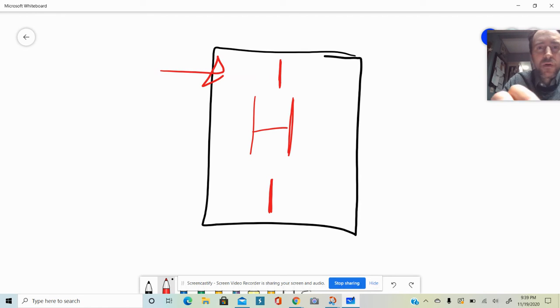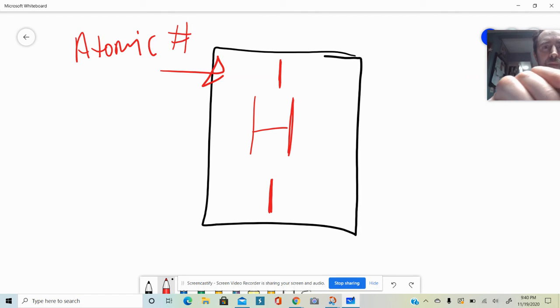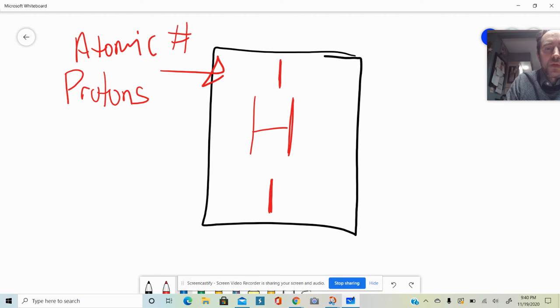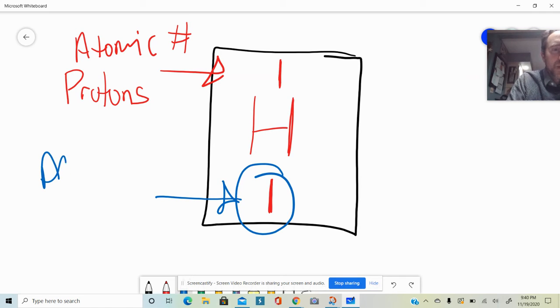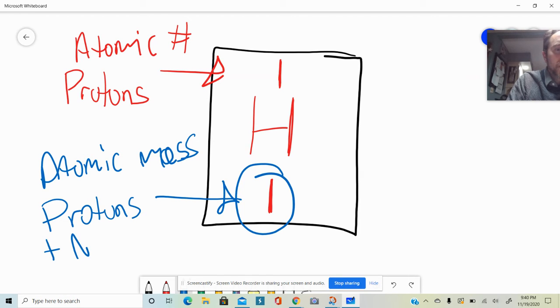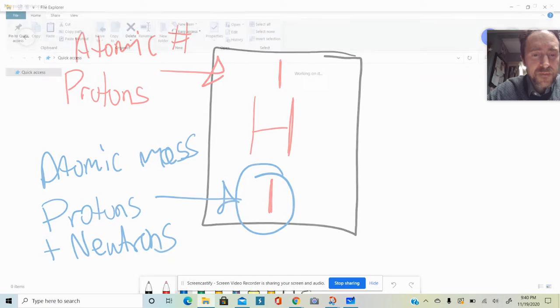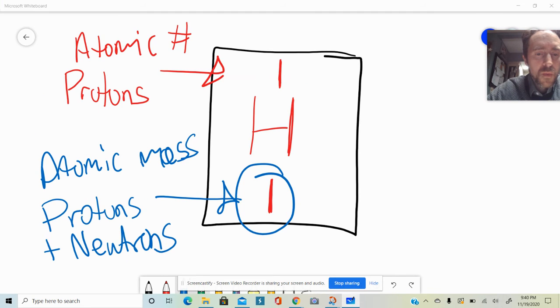Okay, just a quick review. The atomic number tells us how many protons we have. The atomic mass tells us how many protons plus neutrons. Okay, so this is where we've got to do a bit of math.